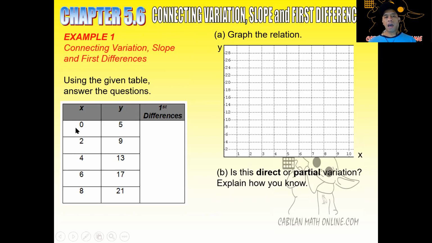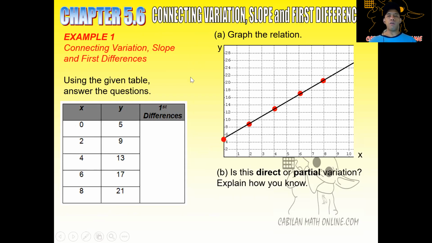Now remember that what we have here for each pair of x and y's are ordered pairs. So we're going to plot the first point here at (0, 5). Next one here is (2, 9). So we're going to go right 2 and then up 9. Okay, we have (4, 13), (6, 17), and last but not least, (8, 21). So we plotted all 5 points there. That's going to give us a straight line.